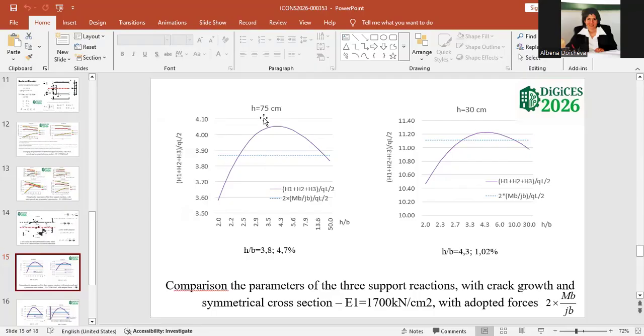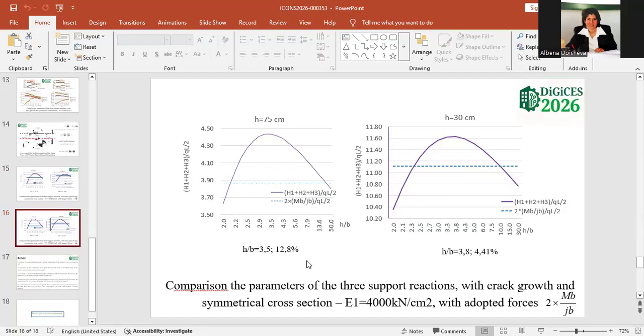For section 75, the difference between the result from the literature and our shear force is about 4.7%. And when we have section 30 by 30, the difference is about 1%. If we have high strain concrete, the difference for section 75 by 75 is about 12%, and for section 30 by 30, we have a difference of about 4%.